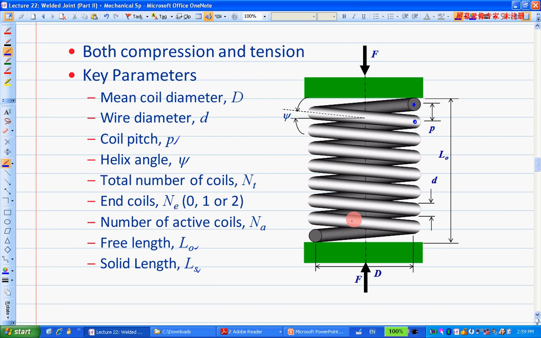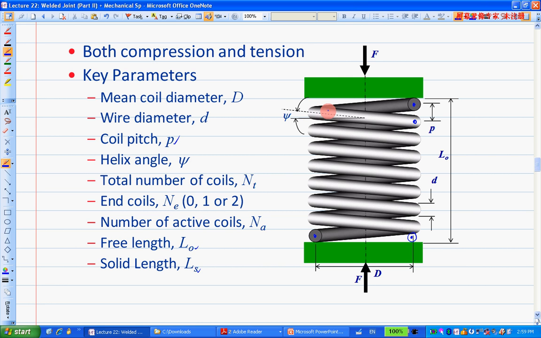Okay, mean coil diameter is also easy. So that's the diameter from the center right here, okay, to the center over here. That's the mean diameter, capital D. Okay, capital D. And of course, F is the external load.